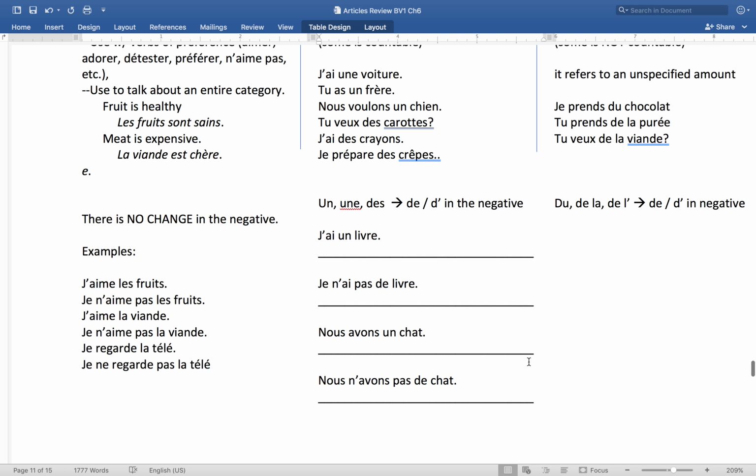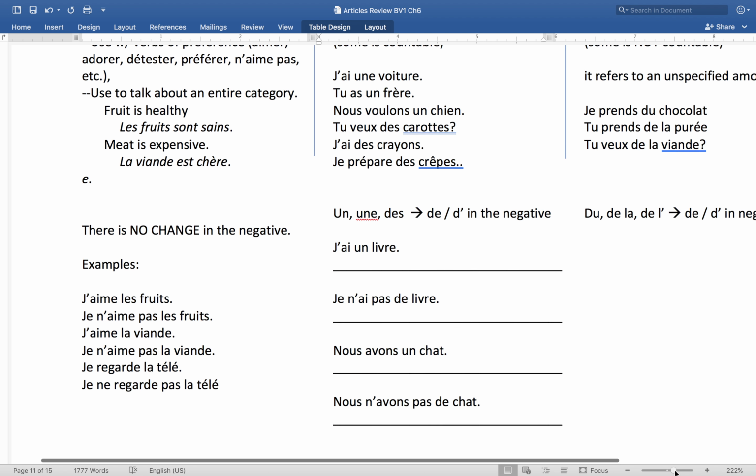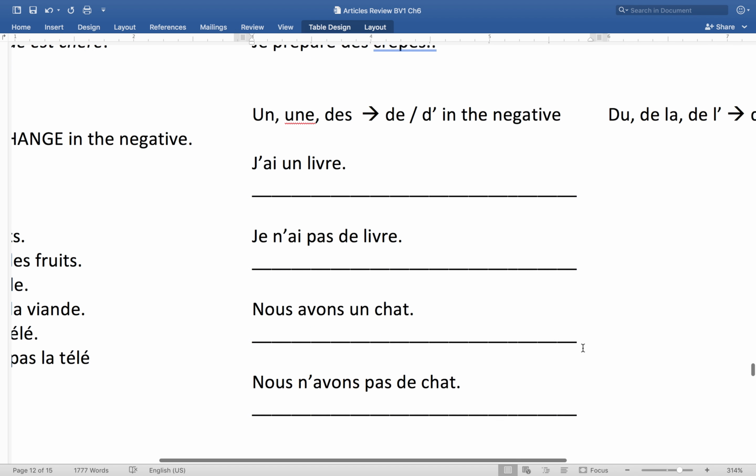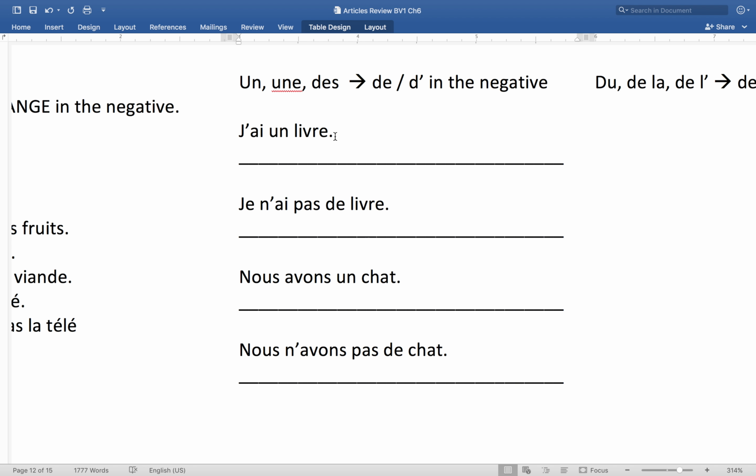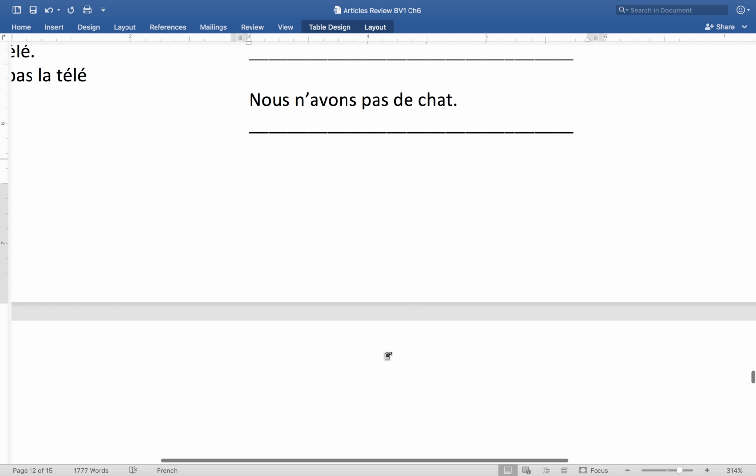For example, we have, j'ai un livre. J'ai un livre. Je n'ai pas de livre. Do you see that un became de in the negative construction? Nous avons un chat. Nous n'avons pas de chat. So that un became de. All right, so now let's see.